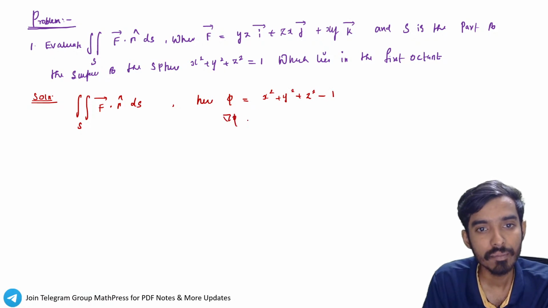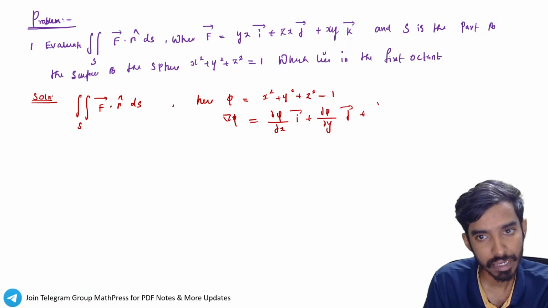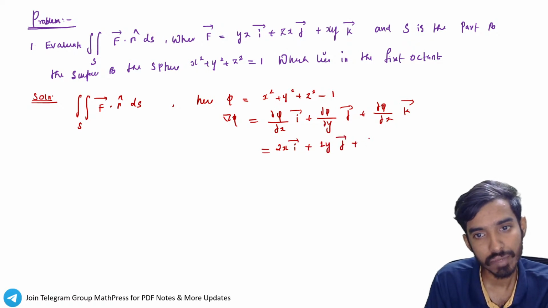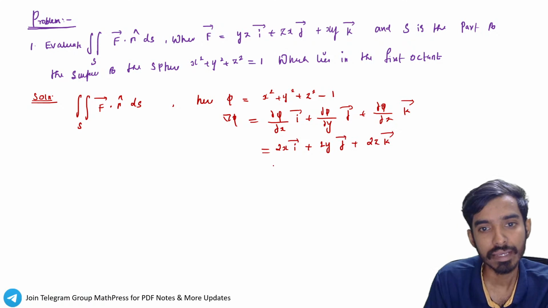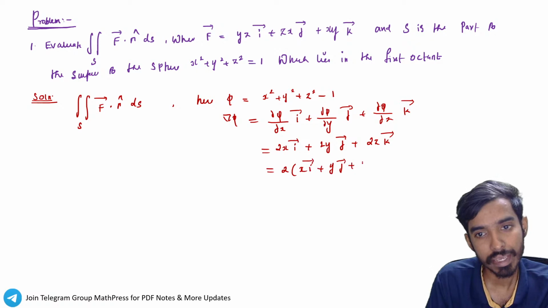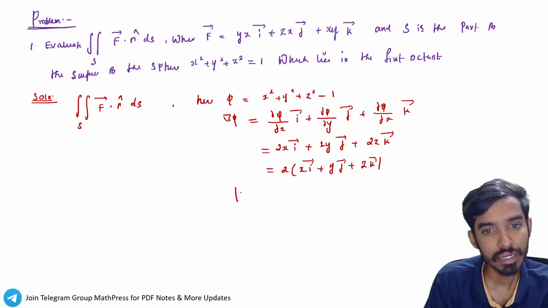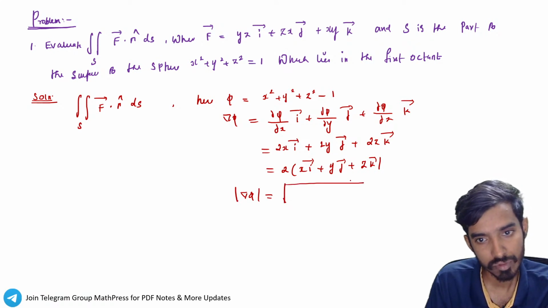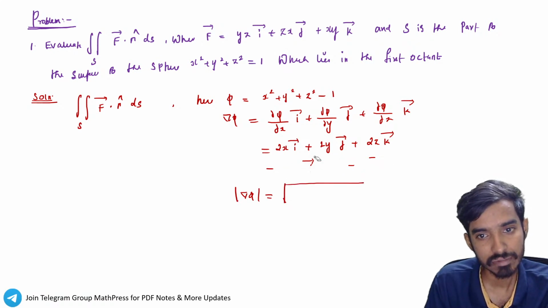Now you find del phi. What is del phi? It is dou phi by dou x i vector plus dou phi by dou y j vector plus dou phi by dou z k vector. So it will be 2x i vector, 2y j vector, 2z k vector, right? So if I take this 2 outside, we have xi plus yj plus zk. Now what is modulus of del phi? Let us keep this as it is.